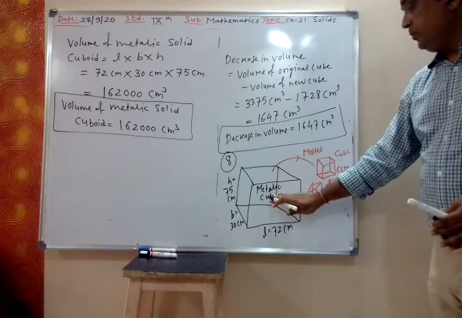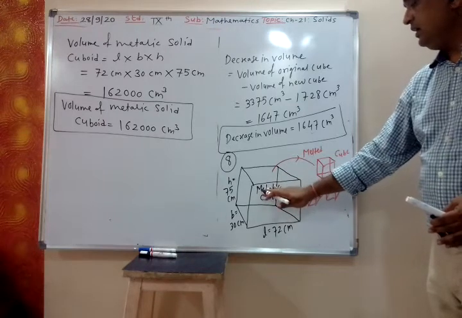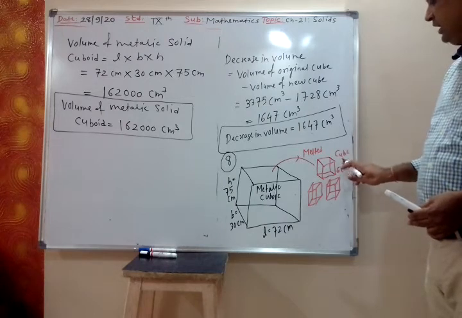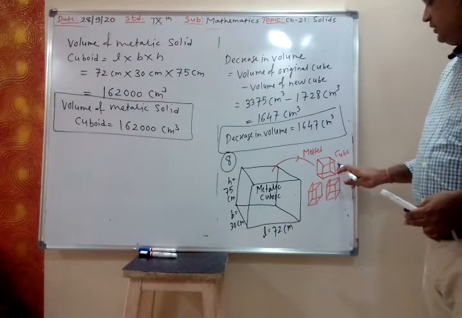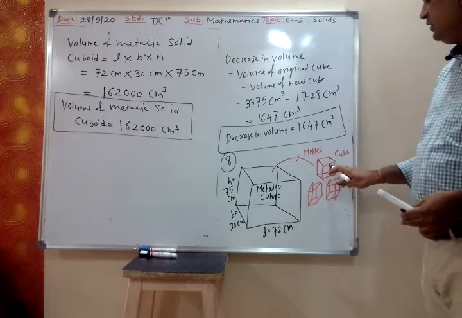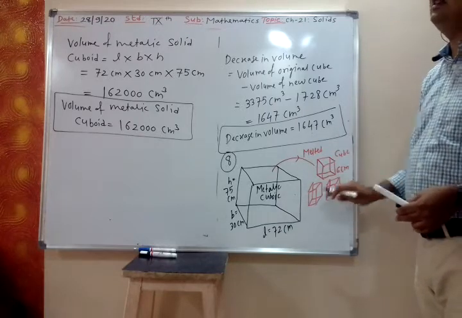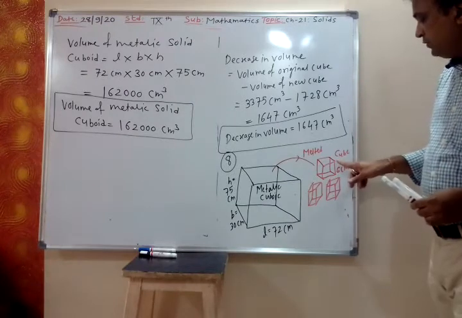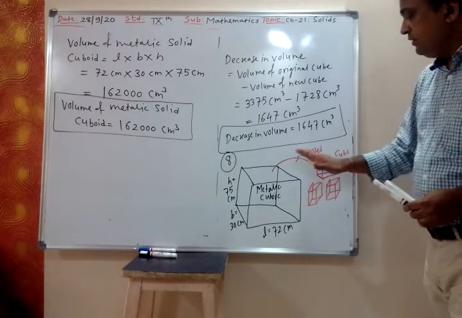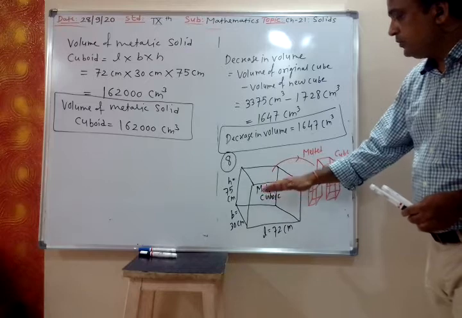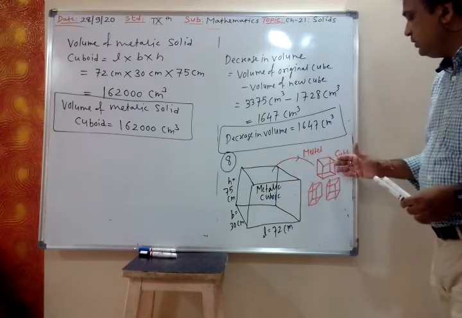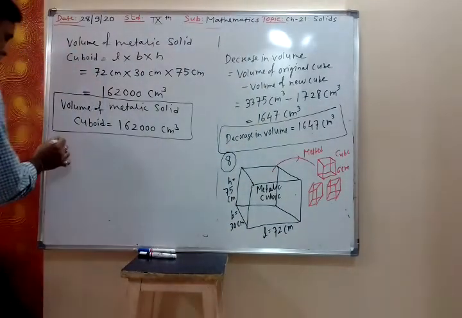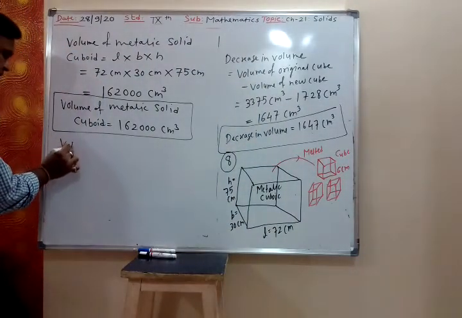Now this metallic cuboid is melted and recasted into cubes having each side 6 centimeter. How many such cubes are there? That we have to find. So what I will do, I will find the volume of one cube, then I will divide the volume of the cuboid by the volume of one cube. I will get the number of cubes. So write down volume of one cube.